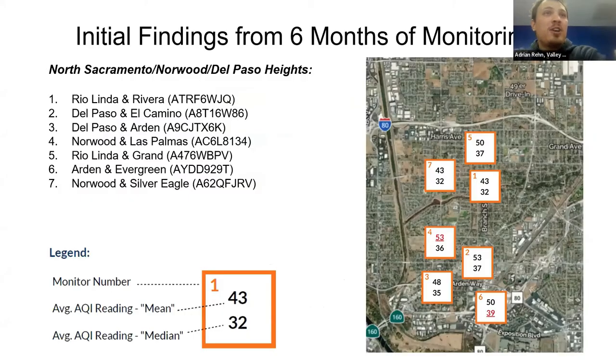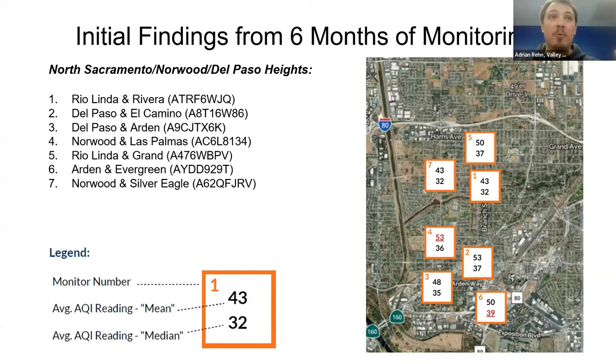So we have some findings to share with you today about what our monitors have picked up after 6 months of monitoring, roughly July through December. This is a map of North Sacramento, and you can see various boxes for where our monitors were located. We have 1 through 7, and in the top left of each box, you'll see the corresponding number. Number 5, for example, at the top of the map, is Rio Linda and Grand. There are 2 numbers in the box. The first one, on top, is the mean average of AQI readings. I know that sounds super technical, but that's basically if you put all the different readings together and average them out, that's your average number.